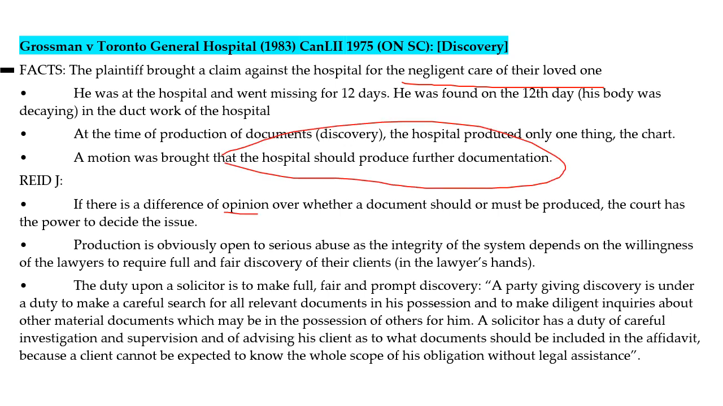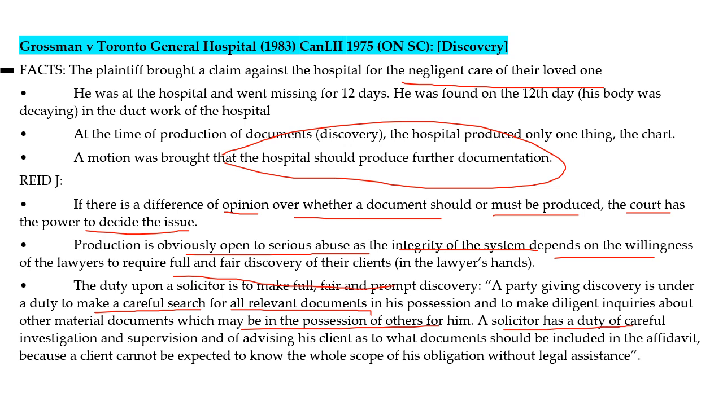If there is a difference of opinion over whether a document should or must be produced, the court has the power to decide the issue. Production is obviously open to serious abuse, as the integrity of the system depends upon the willingness of lawyers to require full and fair discovery of their clients. The duty upon a solicitor is to make full, fair, prompt discovery. A party giving discovery is under a duty to make a careful search of all documents. So the hospital has to give all the material documents which may be in the possession of others for it.